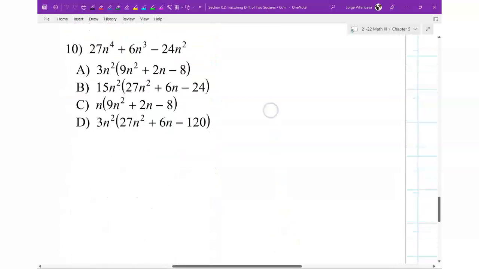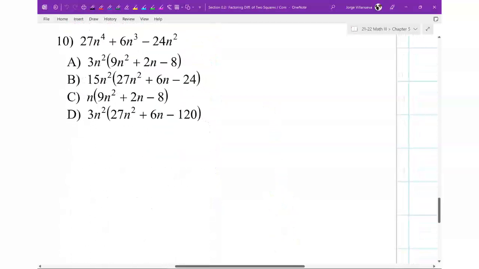Let's make it a little bit more complicated. So notice they have numbers and they also have letters. All the terms have numbers and letters. So that means I can take out both now. Right? So now I got to think, okay, what number divides 27, 6, and 24? A 3, yeah, a 3 will do that.